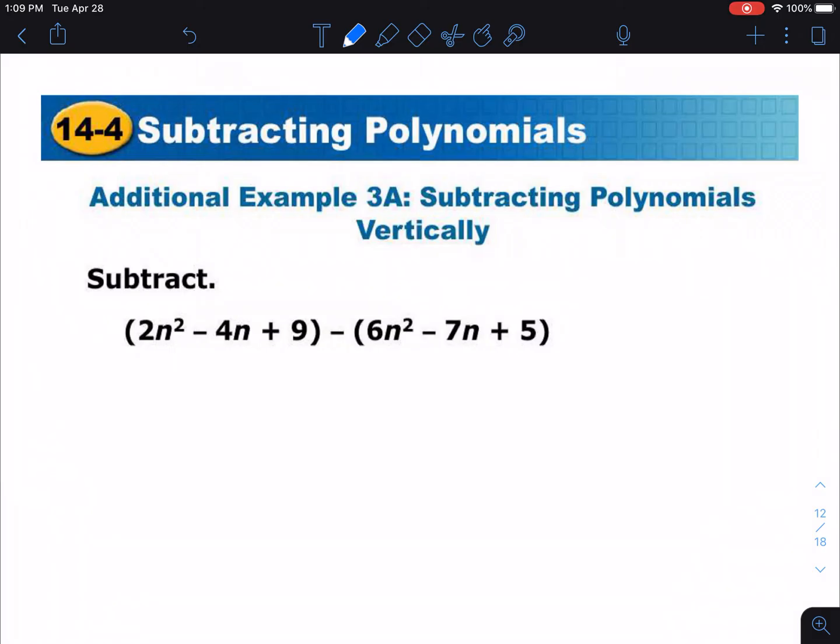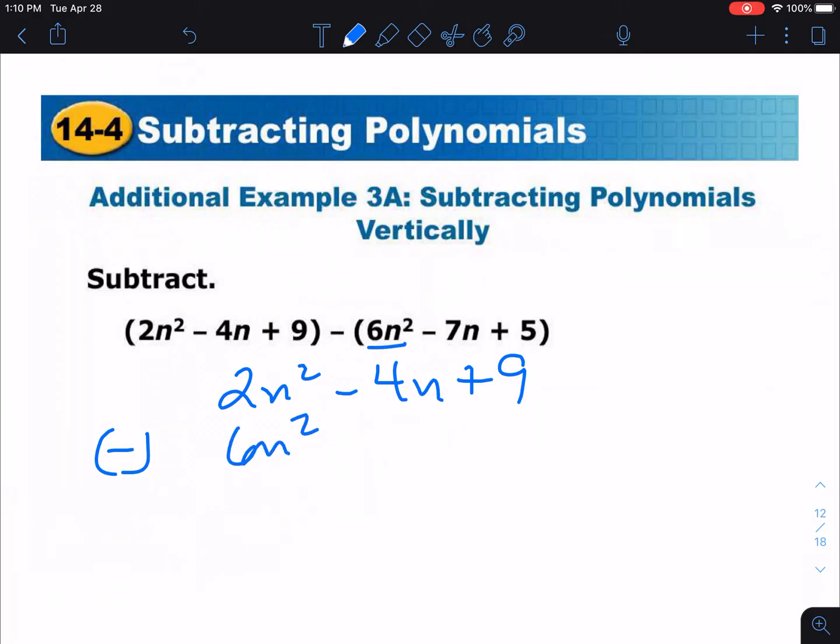Okay, so this first one here, we would write it down as 2n squared minus 4n plus 9. Okay, and then what it will look like on your assignment is you'll have a set of parentheses there with a minus in front of it. And now we just need to line up everything. So this 6n squared, it's going to go underneath the other n squared. So 6n squared minus, and then the 7n goes underneath the 4n, and then the 5 goes underneath the 9. Okay? And so the vertical problem will look like this.